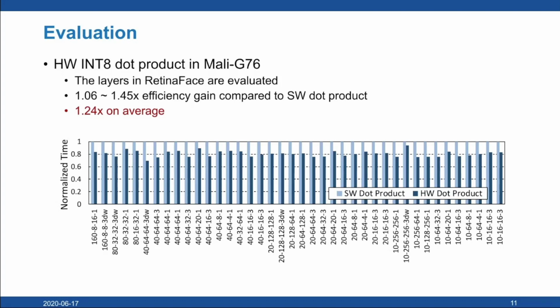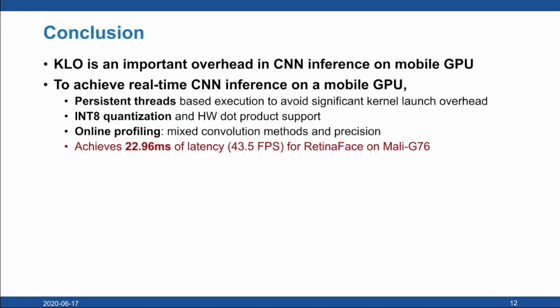In summary, we first identified an important overhead in on-device CNN inference on mobile GPU, which is effective kernel launch overhead. To achieve real-time CNN inference on a mobile GPU, we proposed an inference engine where a per-thread-based execution model is adopted to avoid significant kernel launch overhead, and int8 quantized convolution is exploited with special hardware support, and online profiling is used to find out the best configuration. As a result, we could achieve 22.96 milliseconds of latency, or 43.5 frames per second, for RetinaFace on Mali G76 GPU.